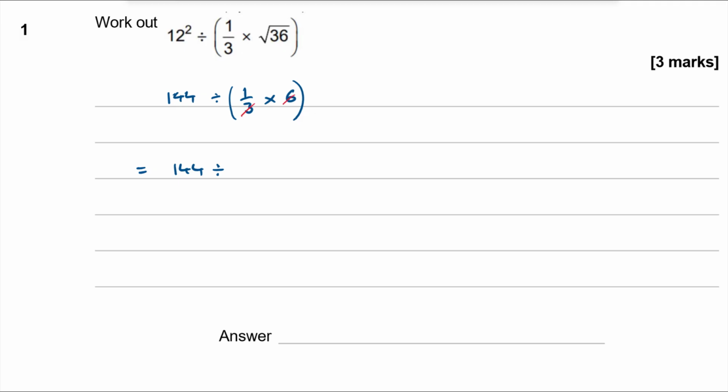3 goes into 6 twice, doesn't it? So I can cancel that 3 into the 6, leave 2. And then 1 times 2 is 2. So I'm ending up with 144 divided by 2 then, isn't it? What's half of 144? That's going to be 72.